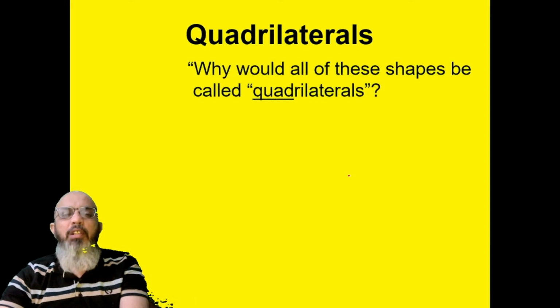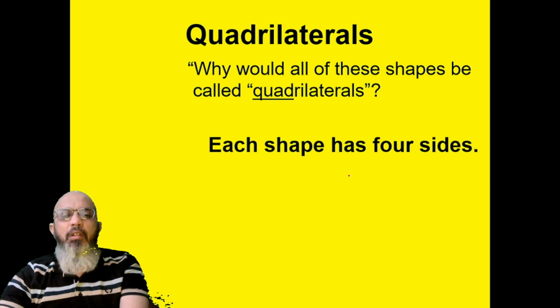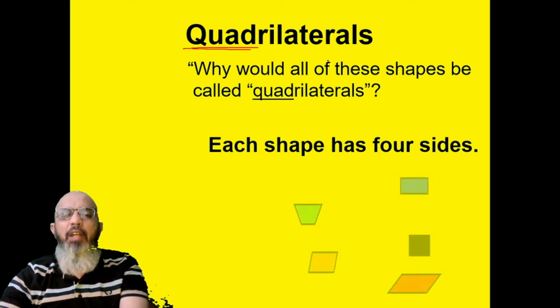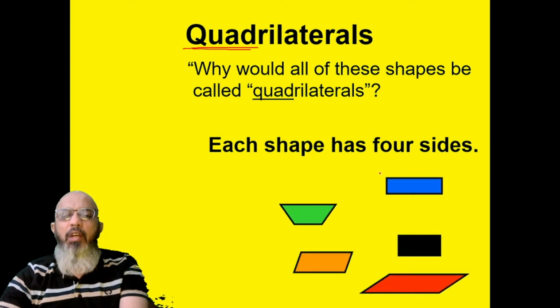Why do we call them quadrilaterals? Why are all these shapes quadrilaterals? Because each shape has four sides. As I told you earlier, quad means four. That's why we call them quadrilaterals, right? If you look at all these shapes, the rectangle, the trapezium, the parallelogram, and again the parallelogram, all these shapes have four sides. So that's why we call them quadrilaterals.